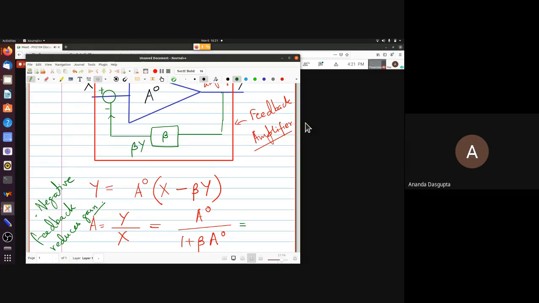As a result, if you did not have feedback, the trouble would be that setting the gain at the right value, or keeping it close to whatever value you want, may be very, very difficult. That gain tends to drift quite a lot. So just take a look at another way of writing this expression for the gain with feedback.